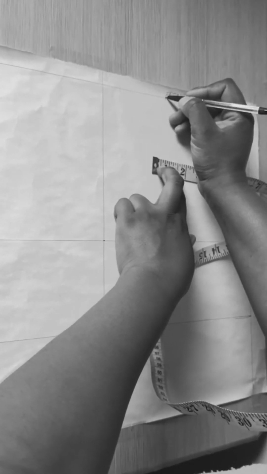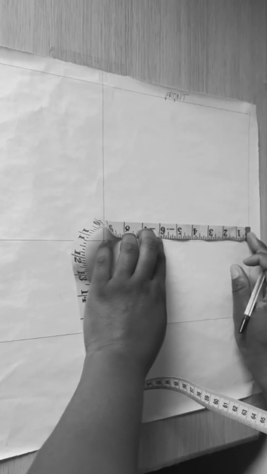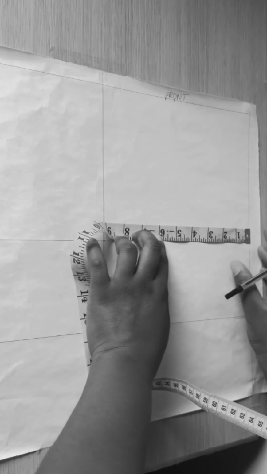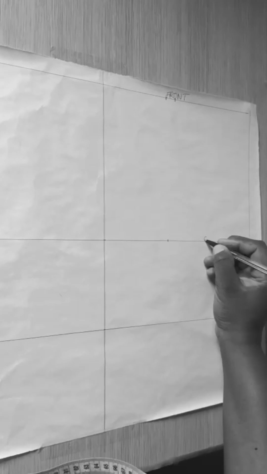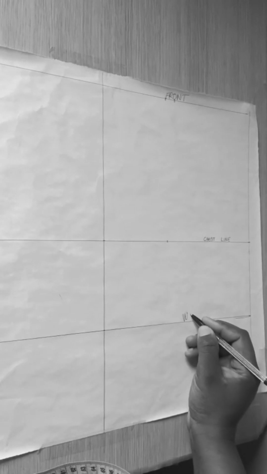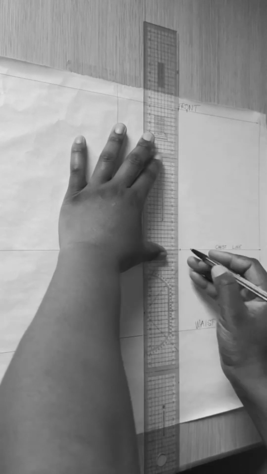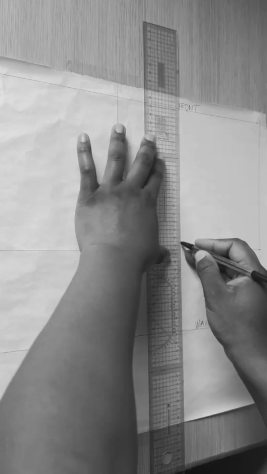Divide by 2 gives me 5.5 inches. So this is it. I'll also take the same measurement from my chest line. So this is the chest line. And the waist. Waistline. And connect this, connect the shoulder to my chest line.